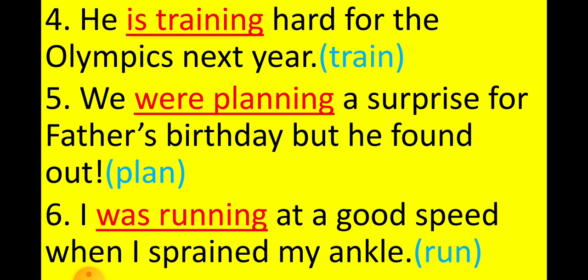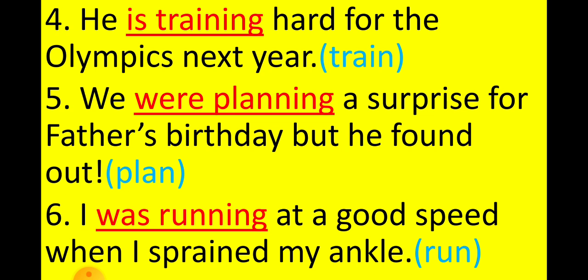Now let's take up the fifth one. We dash a surprise for father's birthday, but he found out. So he found out. It indicates that something was happening in the past. They were doing something and something was found out. So it will be, we were planning a surprise for father's birthday, but he found out. So we will use the past progressive tense of the verb plan, which is were planning.